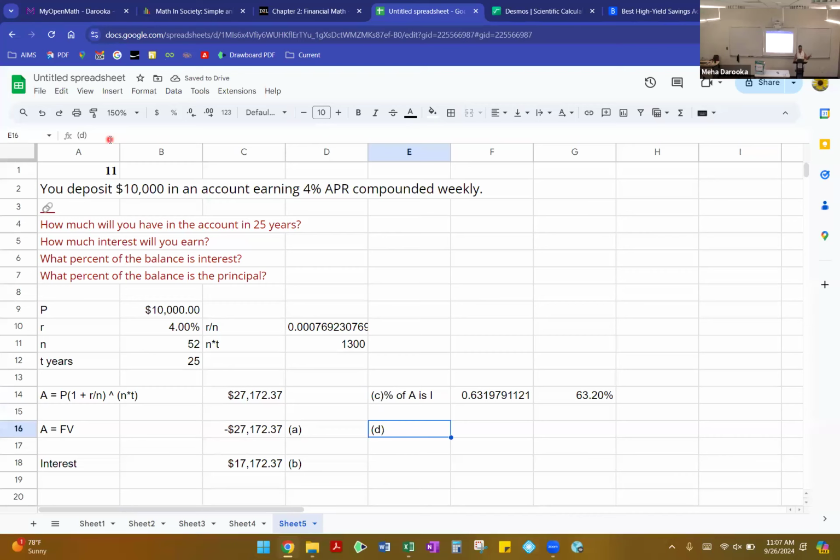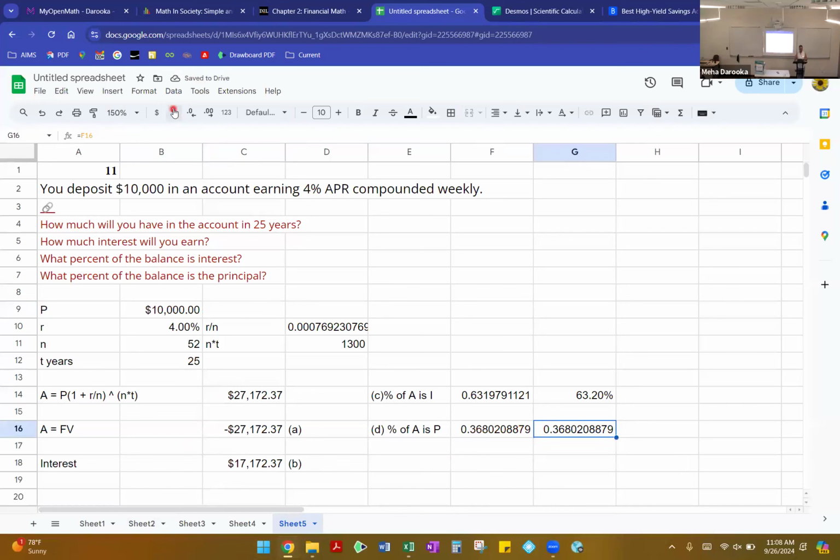$10,000 and what else? That's the principal, that's what you started with. Okay. So what percentage of the balance, which is the A value, is going to be the principal? Because they're both asking you to do this based on the balance, it's actually going to be the 10,000 out of the 27,000. Dominic, did you have that? Or were you still working on that?